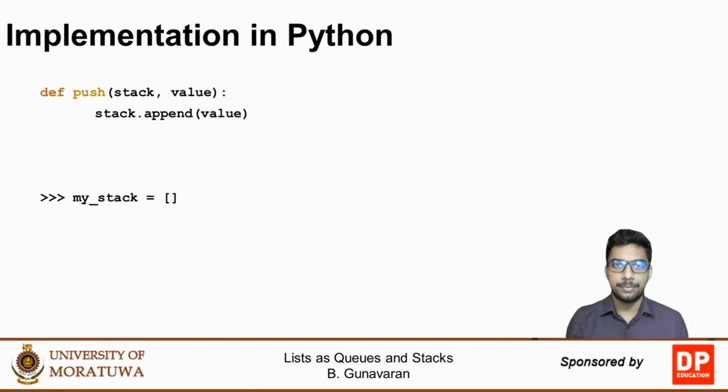The push function should be able to insert a given element to the end of the stack. In the implementation given here, the function takes a stack and the new value to be inserted as inputs. The append method available to lists is used to insert the value at the end of the stack.